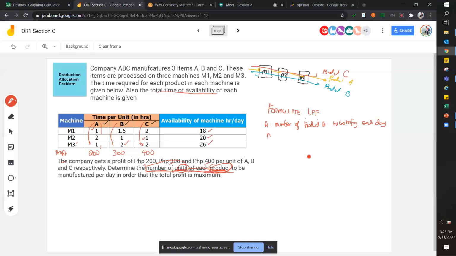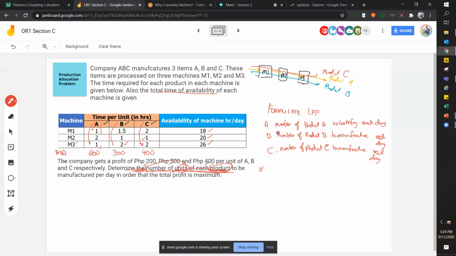And then B, for the number of product B to manufacture each day. And C, to manufacture each day. Malinaw. Ngayon, questions. Again, ito yun, oh. That's something that you can control.